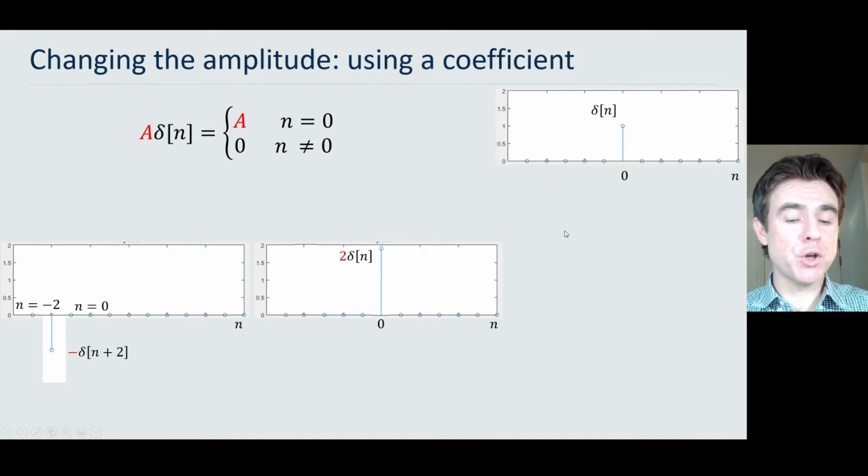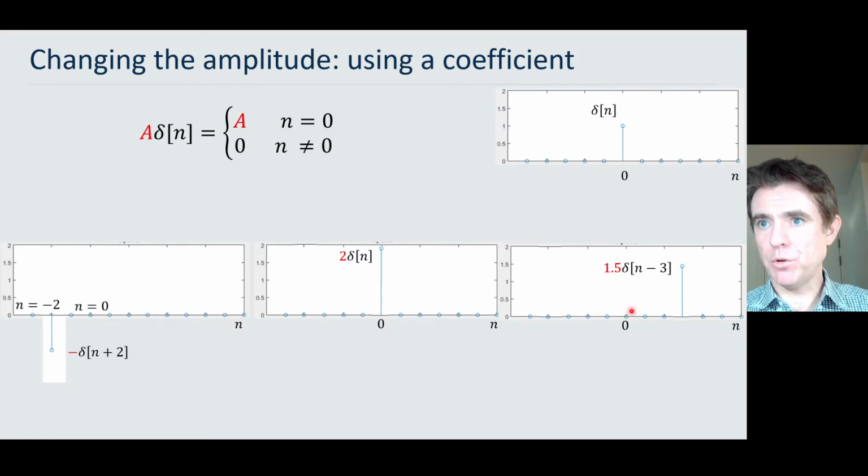We could use negative coefficients or amplitudes. I'm showing here a delta function shifted to n equal to minus 2, and now I've got a negative 1 in front, so the amplitude of that is minus 1. That's fairly obvious, I hope. And then one more example: I've shown here a delta of n shifted to n equals plus 3, with a scaling, an amplitude or coefficient of 1.5, and so the amplitude of that function is now 1.5 at n equals 3 only and 0 elsewhere.